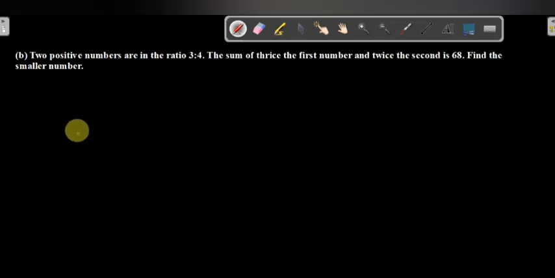Question 1b: two positive numbers are in the ratio 3 to 4. The sum of thrice the first number and twice the second number is 68. Find the smaller number. So what I'm going to do is use two methods to solve this. So we'll start with method 1.